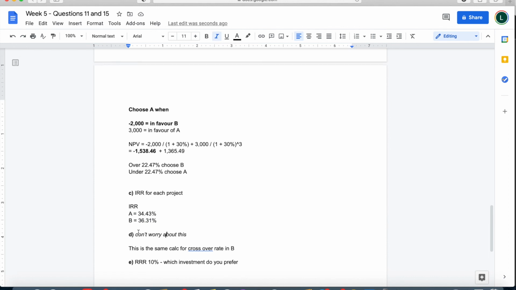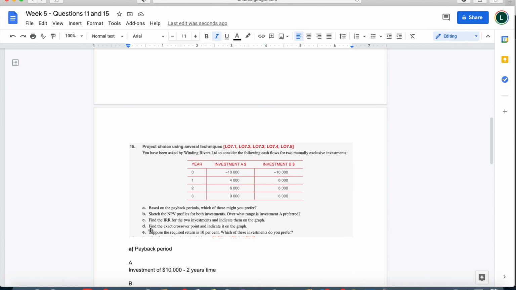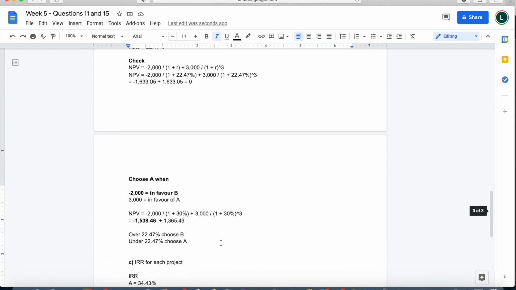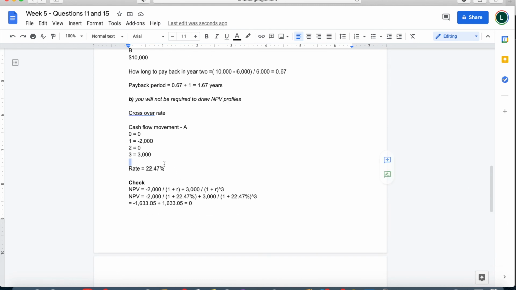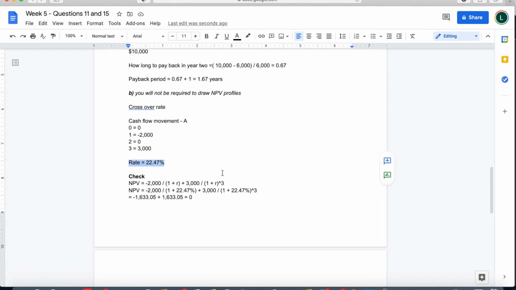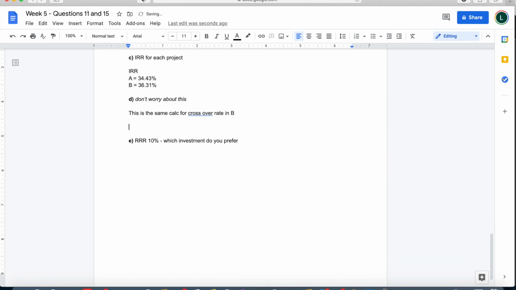So D, I've said don't worry about this. So if we scroll up, D, find the exact crossover point and indicate it on the graph. We're not going to do that. We've already calculated the crossover rate in B, and what was that? That was 22.47%. I know this isn't ideal, having questions where you don't need to do half of it, but that's what happens when you have an e-text.